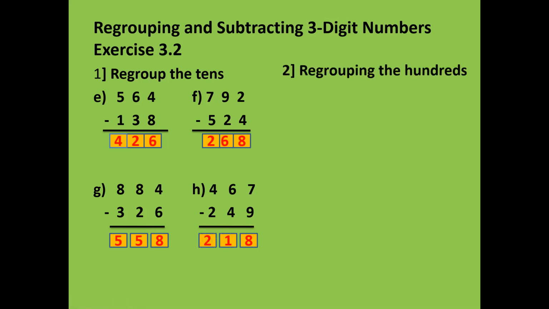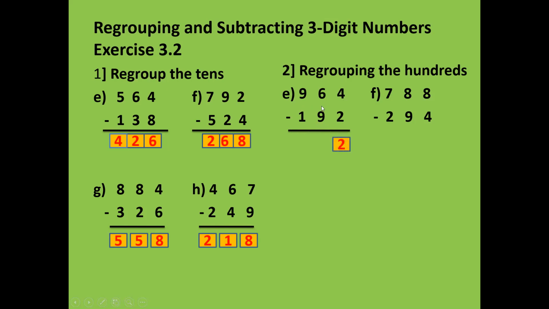Okay, now here, regrouping the hundreds. So I will show you how. Look here, 964 minus 192. In the ones place, it is normal to subtract 2 from 4. But in the tens place, we cannot subtract 9 from 6, because we are regrouping from the hundreds place. So I will show you how. Now take away 2 from 4, it is 2.